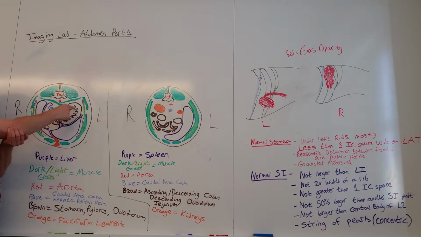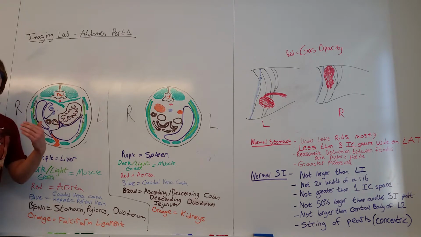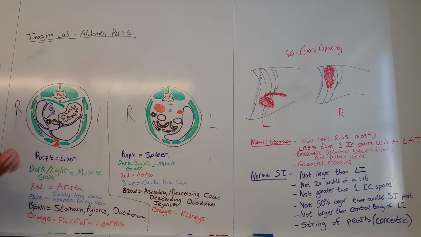Also, we see all this large folding in there, and those are called rugae folds. They're kind of like these internal folding membranes of the stomach that allow the stomach to expand when it gets fuller and fuller.